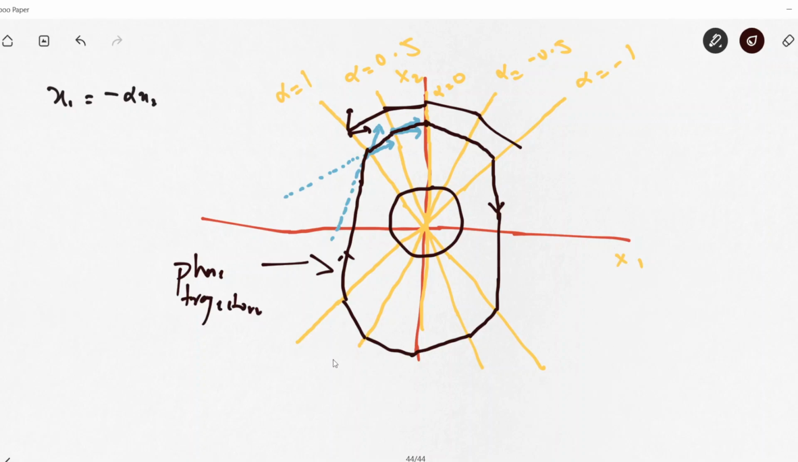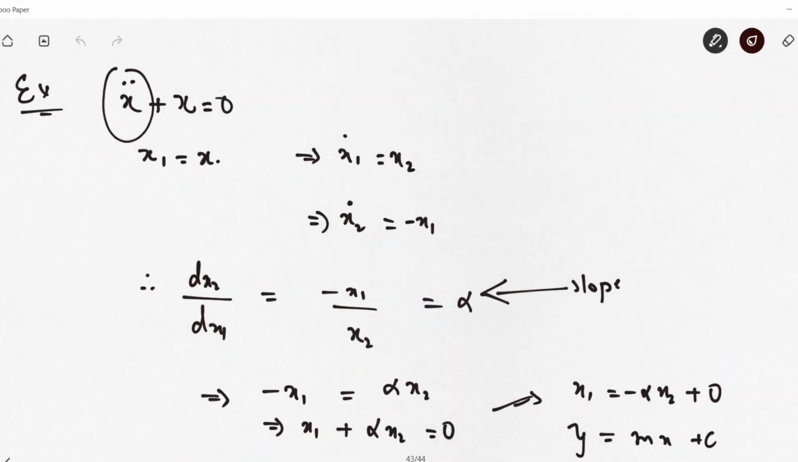These lines that we obtained, these yellow lines, these are the isoclines. These represent all those tangential paths whose slope is equal to alpha. So this is how you can plot a phase portrait using the method of isoclines. One, you have to first of all equate your dx2 by dx1 equal to alpha. Whatever equation you are getting will not necessarily always be a straight line. It can be different, for example, dx2 by dx1 would have come out to be minus x1 square by x2. So it would have been a parabolic equation.